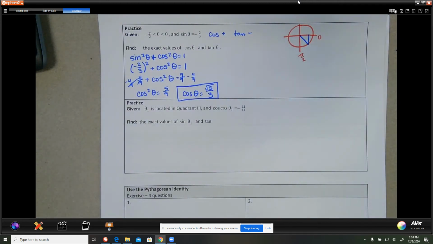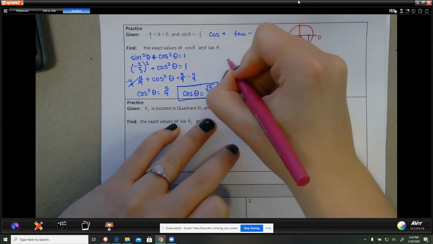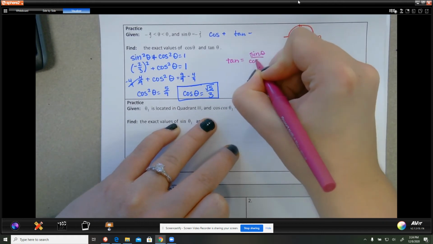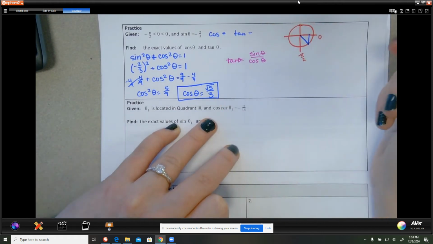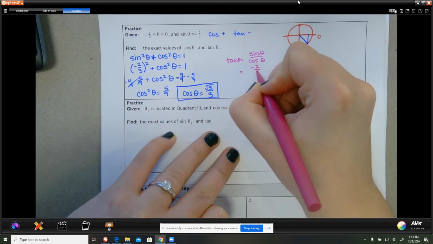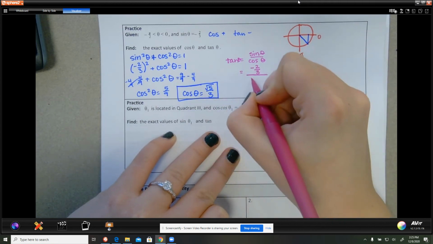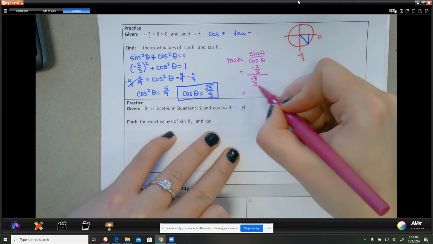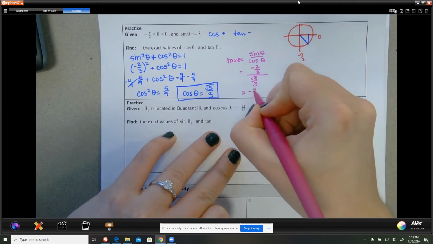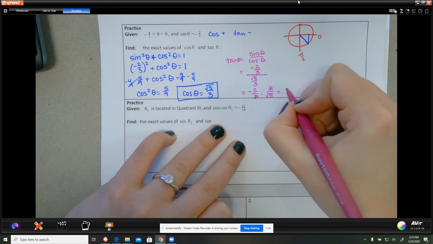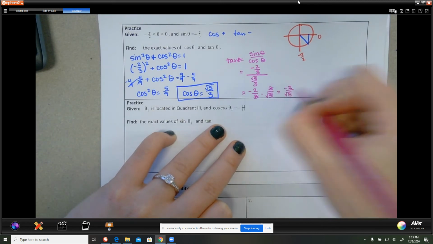Alrighty. Next, we can find tangent. Tangent is equal to sine of theta over cosine of theta. That's tangent of theta. Okay, so sine of theta we just said was negative 2/3, all divided by root 5 over 3 for my cosine. So then I can multiply by this reciprocal. The 3's eliminate. And so we are left with negative 2 over root 5.